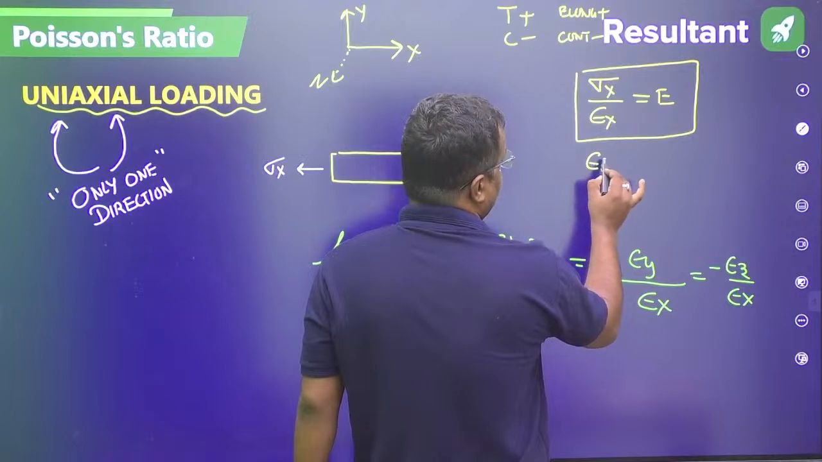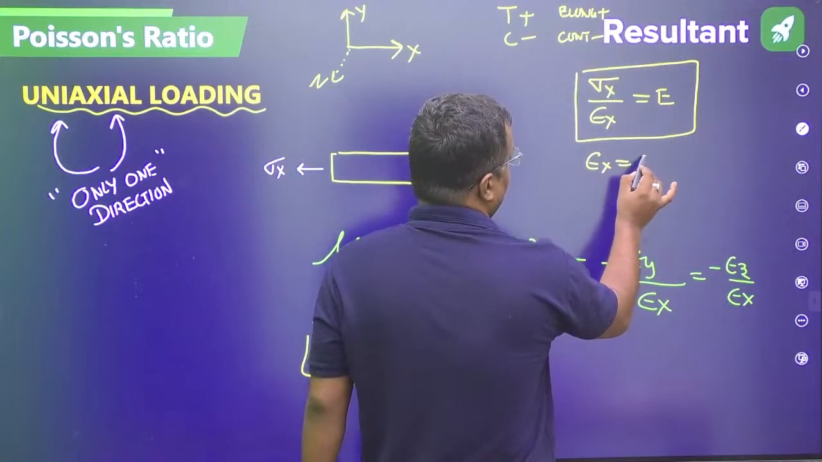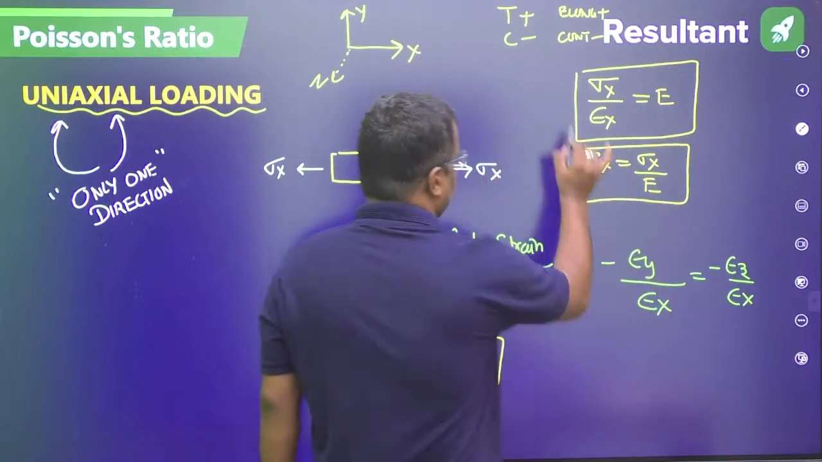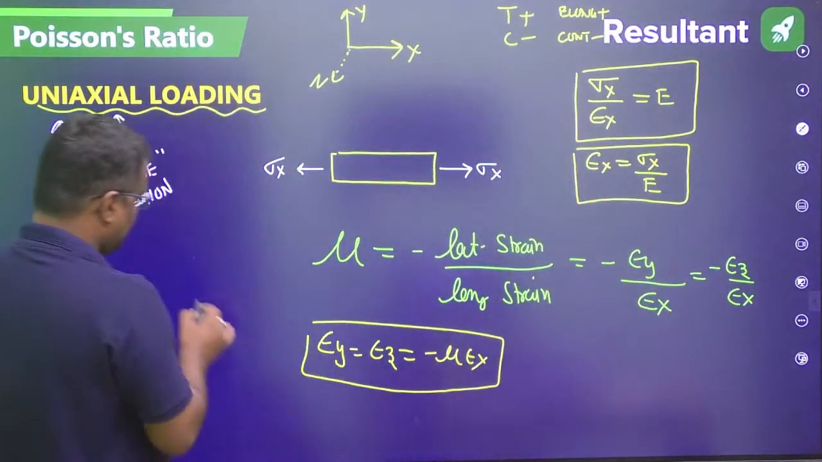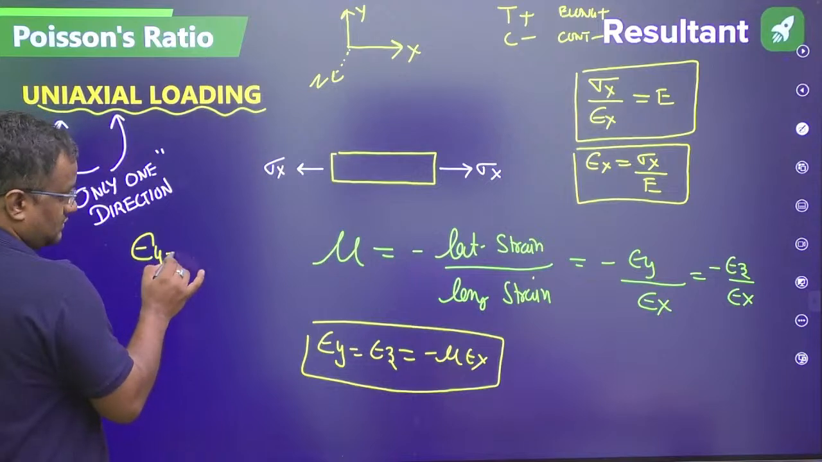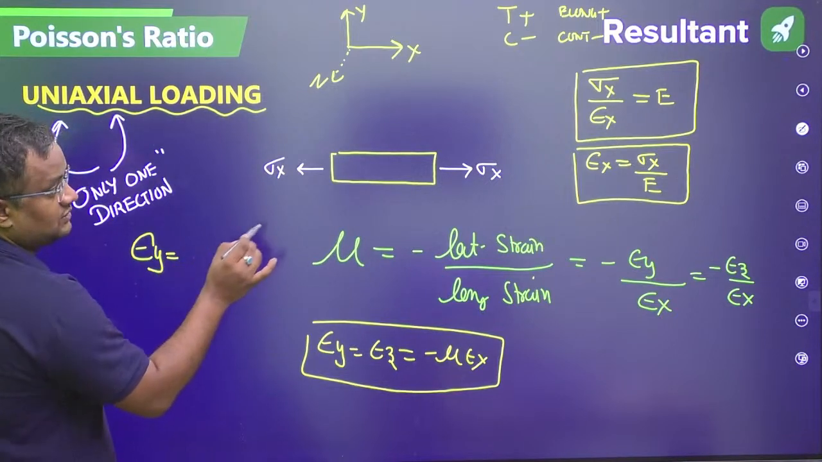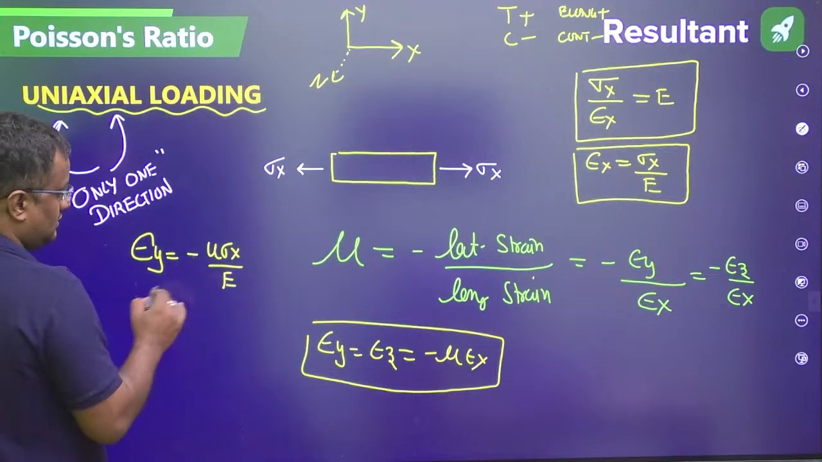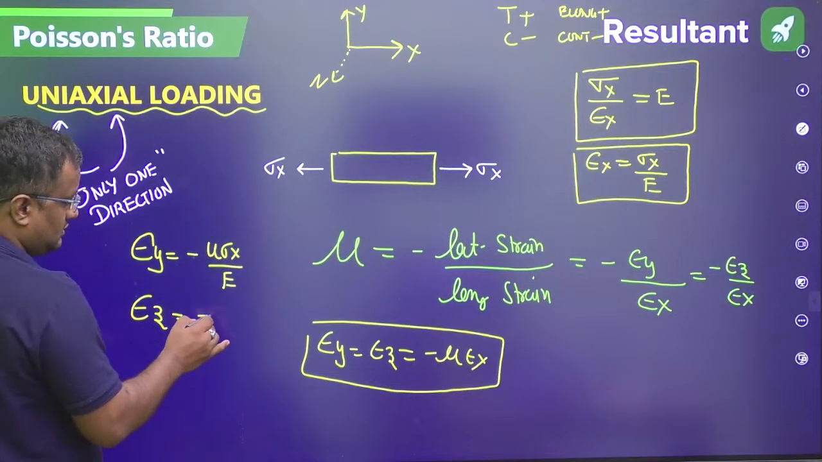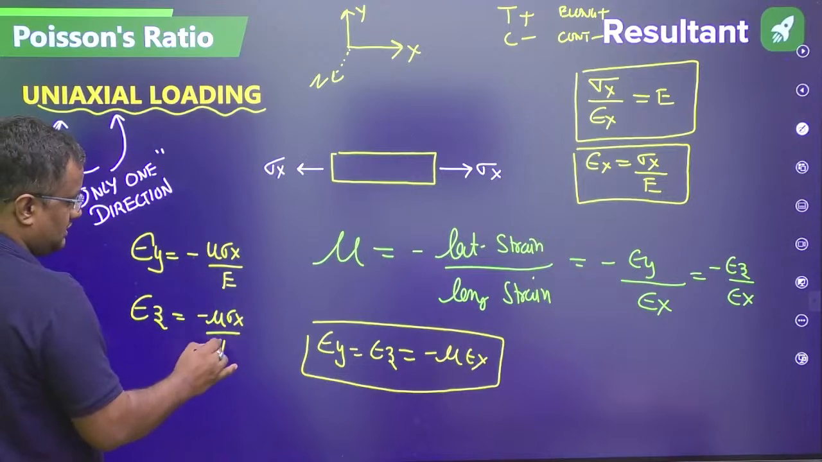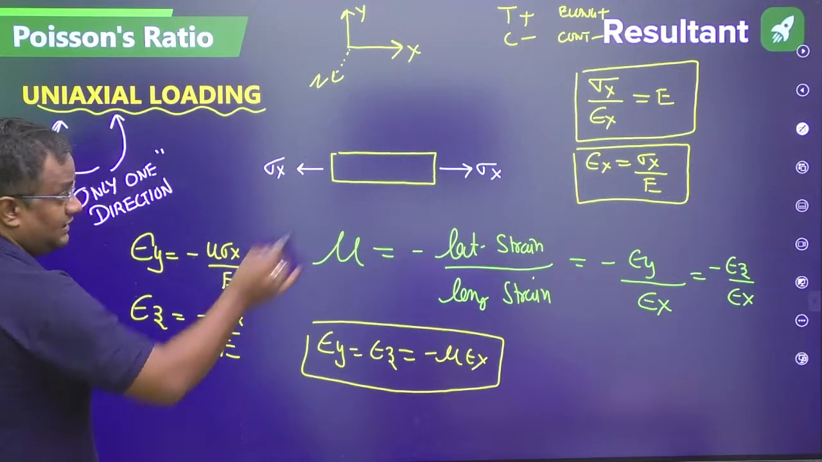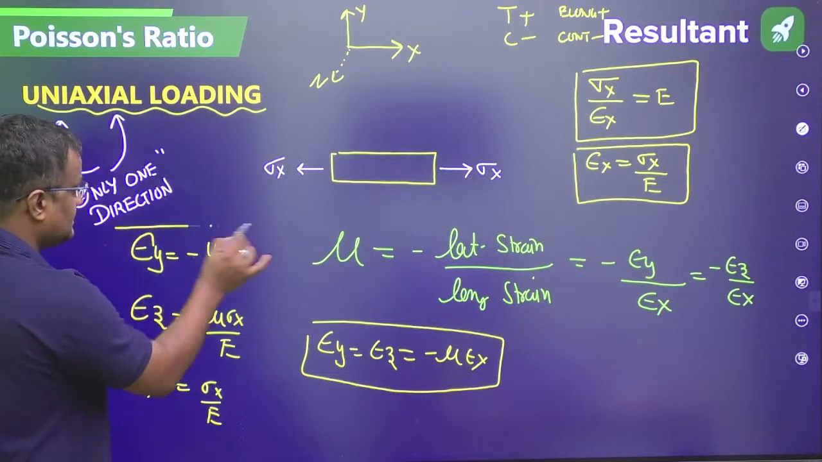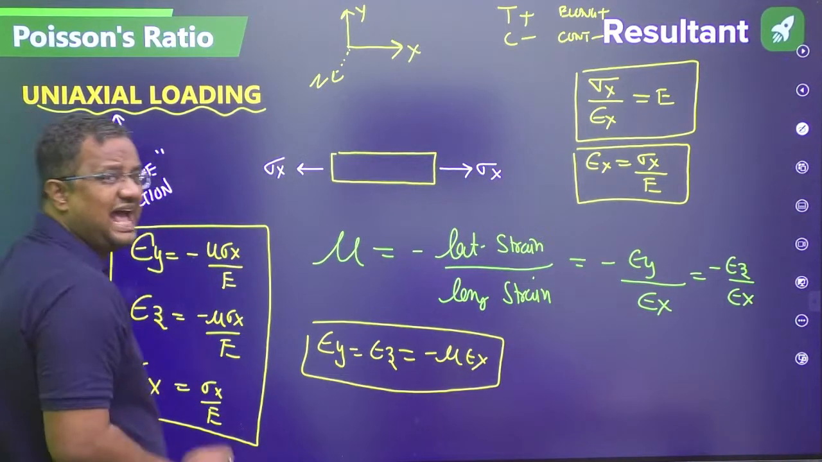So what is epsilon x? Sigma x by E. Okay. So what is epsilon y here? Minus mu epsilon x, minus mu sigma x by E. What is epsilon z? Minus mu sigma x by E. What is epsilon x? Sigma x by E. Give me yes or no, please, guys.